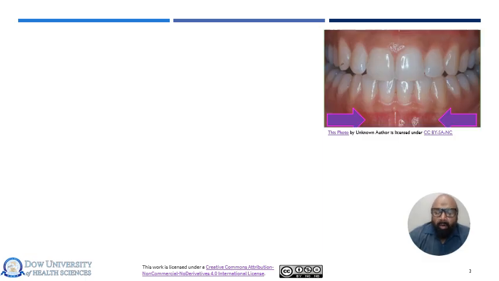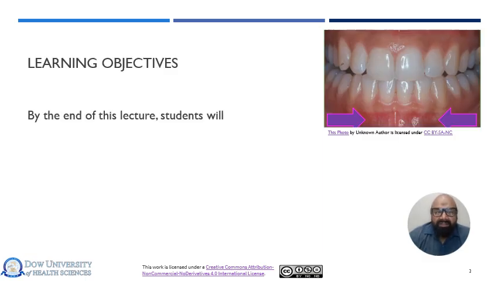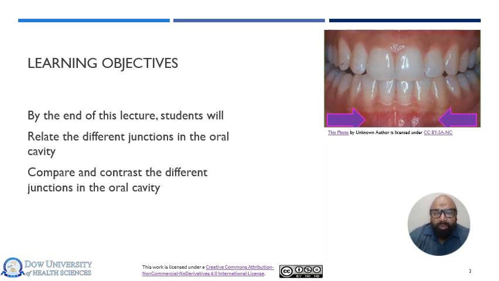So the learning objectives of this session is that by the end of this session, students will be able to relate the different junctions in the oral cavity, compare and contrast the different junctions in the oral cavity, and relate these junctions with respect to health and disease.